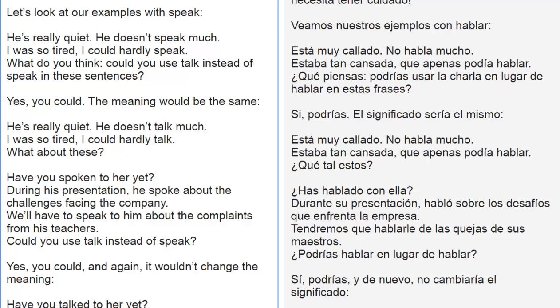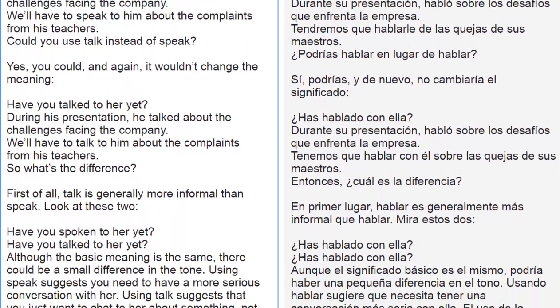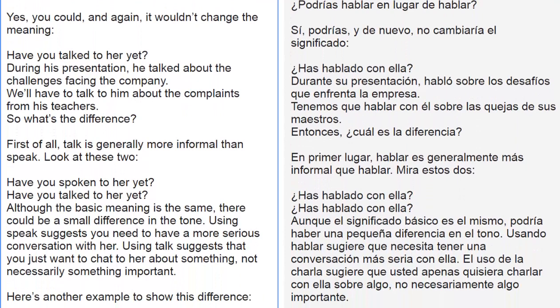What do you think? Do you think you could use talk instead of speak in these sentences? Yes, you could. The meaning would be the same. What about these? Have you spoken to her yet? During his presentation, he spoke about the challenges facing the company. We have to speak to him about the complaints from his teachers. Could you use talk instead of speak? Yes, you could, and again, it wouldn't change the meaning.